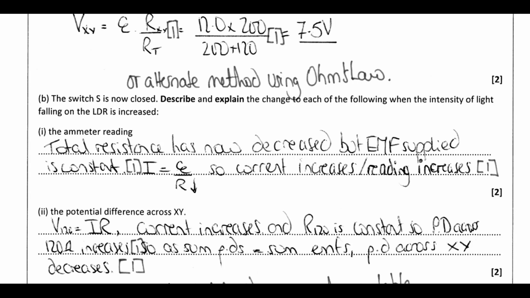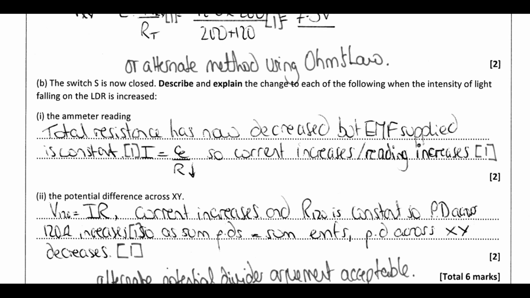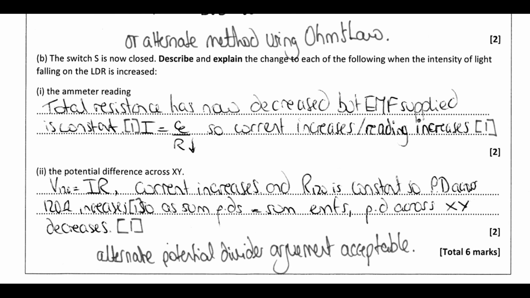But this question is not interested in that. It's interested in, okay, you've done that. Now what we're going to do is we're going to increase the light intensity. So increasing light intensity decreases the resistance of an LDR because it releases more charge carriers to carry your energy through the component. So you're going to decrease the total resistance. Your EMF you're supplying to the circuit is the same, so if you decrease resistance for the same EMF, you're going to get a larger current, so your ammeter reading is going to increase there.